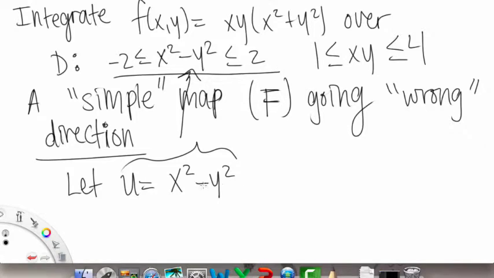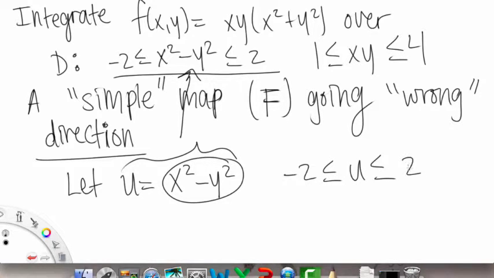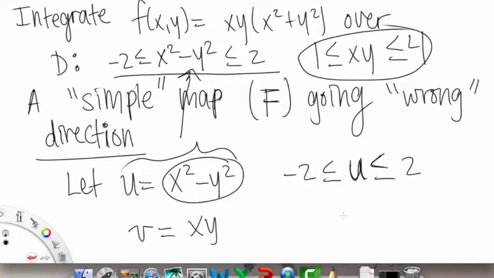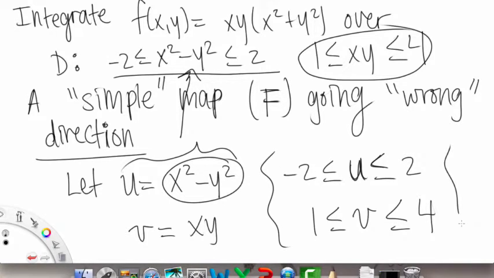See that? So basically what we can do is replace this x squared minus y squared with a u. So then we have simple bounds, all right? Something simple on the inside. And then similarly, this part here we can simplify by making v equal to xy. So then we can write 1 is less than or equal to v is less than or equal to 4. Okay, so keep this in mind, and we will continue on the next slide.